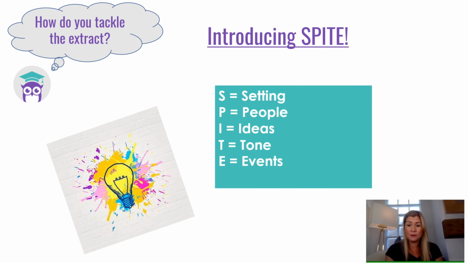And then E stands for events. What happens? What is actually happening in this extract? So one of the things that I think is quite useful: write SPITE at the top of your extract, and then as you're reading through, just label with an S or a P or a T or an E every time you see something that fits the topic of the question but is also a part of the acronym. So we're going to put it to practice momentarily.